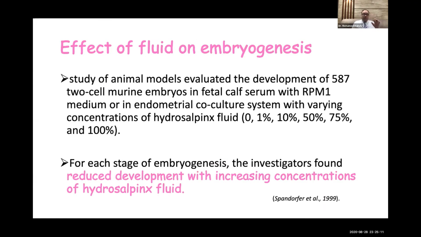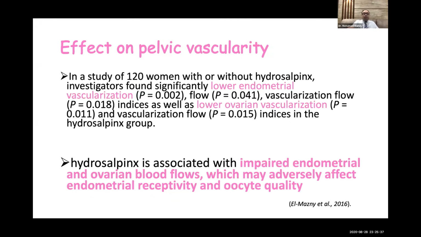Also, it has an effect on embryogenesis. If embryos are cultured in hydrosalpinx fluid, they found reduced development of embryogenesis, and this effect is increased by increasing the concentration of hydrosalpinx fluid. So it affects the development of embryos inside the tube. Also, it has a bad effect on the pelvic vascularity. Studies showed that hydrosalpinx is associated with impaired endometrial and ovarian blood flow, which may adversely affect endometrial receptivity and oocyte quality.